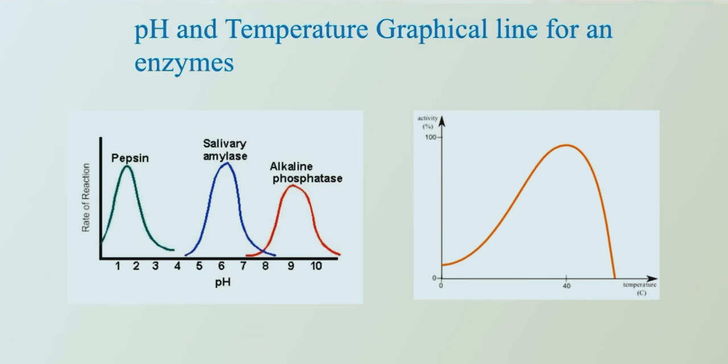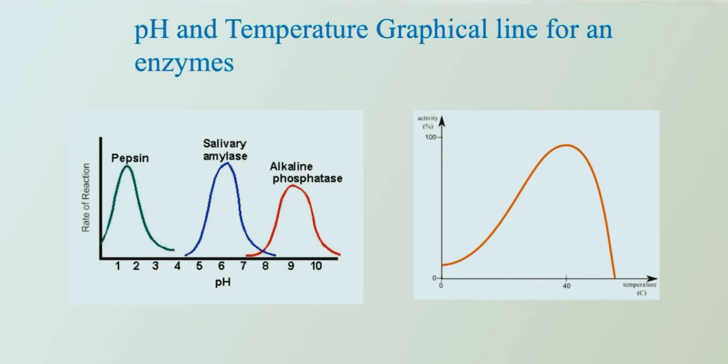In the right picture, it's related to the concept of temperature. As the temperature increases, the activity level increases too, which means they are proportional. But they are proportional only until a certain point. After that point, if the temperature rises, the activity immediately goes down and reaches 0. This means that the enzyme has been completely denatured.